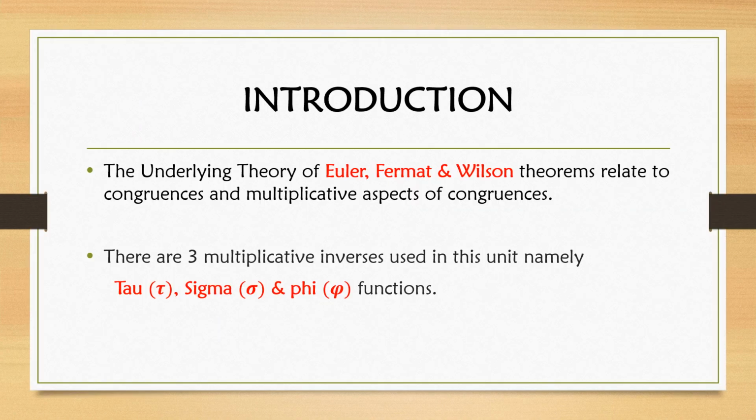So let's have the introduction. Basically in this unit, we will be having three named theorems named after great mathematicians: Wilson theorem, Fermat's theorem and Euler's theorem. The underlying objective of this entire unit lies on these three theorems. These three theorems actually relate to congruences and multiplicative aspects of congruences.